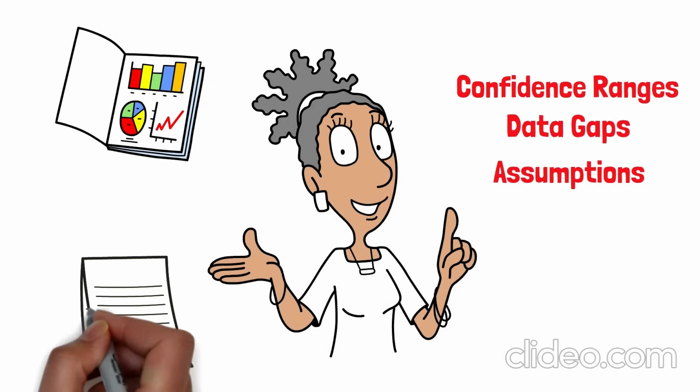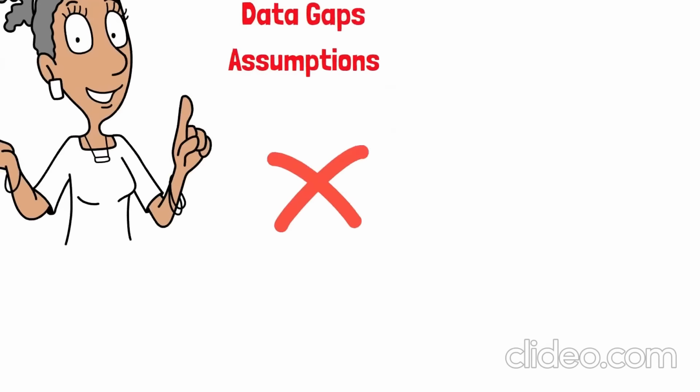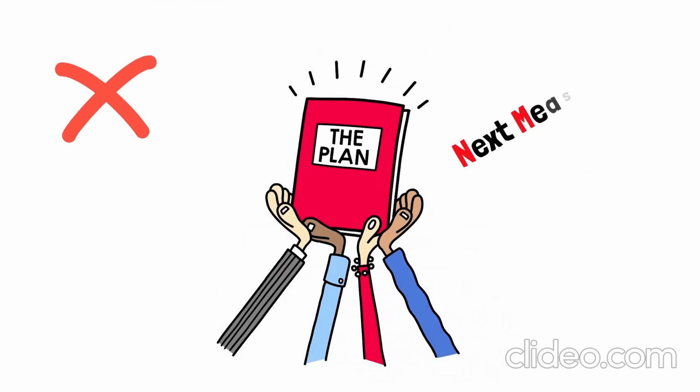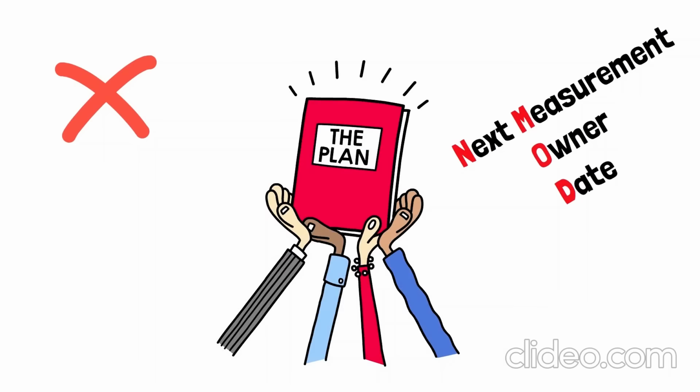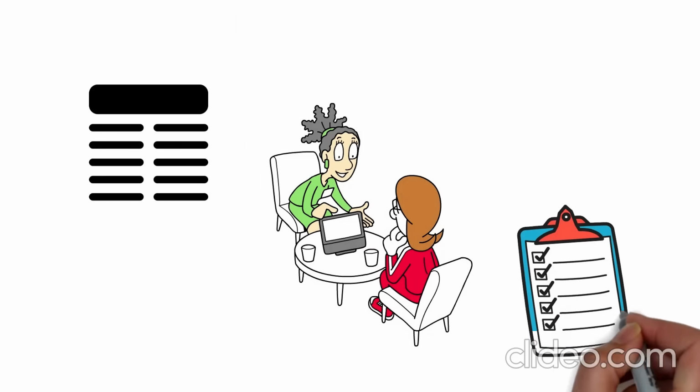Avoid chart dumps, wall of text notes, or burying the lead. Cut anything that doesn't serve the action. Close with a plan: next measurement, owner, date. Lead with the takeaway, prove it cleanly, and end with a concrete action.